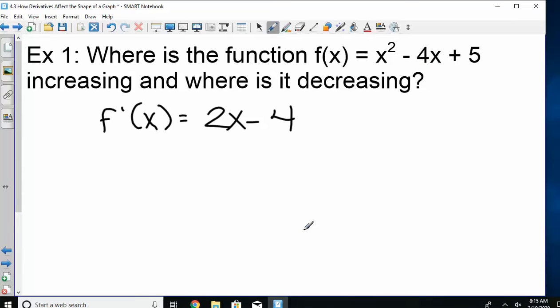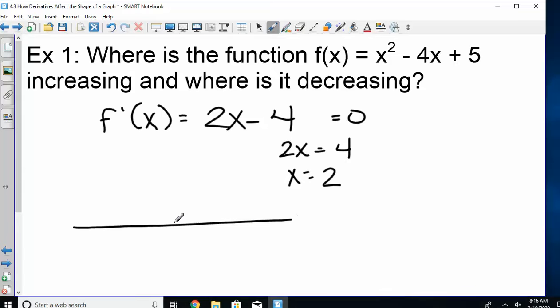Okay, if you're going to find out where it's positive and negative, first you need to find your critical points. Your critical points are where the derivative is 0 or undefined. This is a polynomial. Will it ever be undefined? No. So if we just find out when it equals 0, that's when x is 2. Okay, so I know when x is 2, my derivative is 0. I need to know whether it's positive or negative on either side of that.